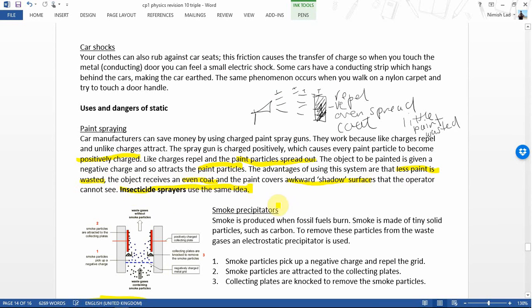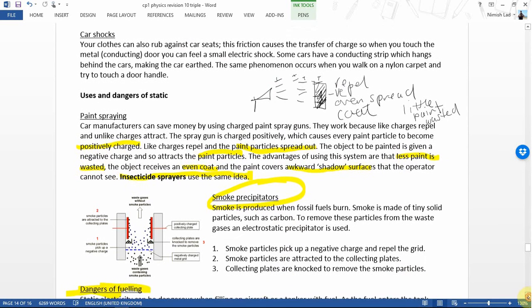Okay, sometimes I ask about smoke precipitators, so it might be worth pausing the video and reading through the bit on smoke precipitators, to scroll down slightly in case you need that.